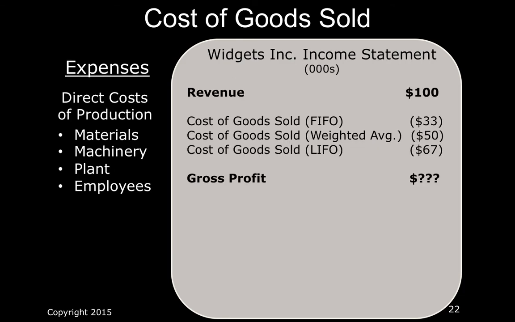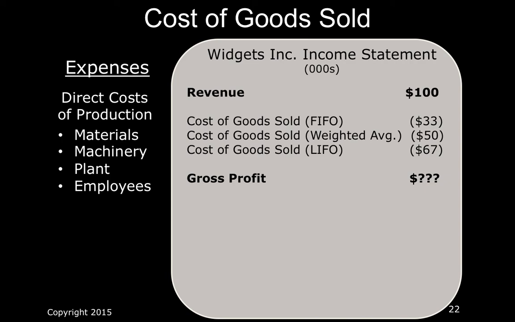Returning to our income statement, the entry for COGS will be the cost of creating the goods sold, which depends on the inventory method used. We use the weighted average method, so $50 in COGS would be deducted from revenues and from inventory. If FIFO is used, only $33 would be deducted from revenues and inventory. If LIFO is used, $67 will be deducted from revenues and inventory. And retained earnings will be affected as well.